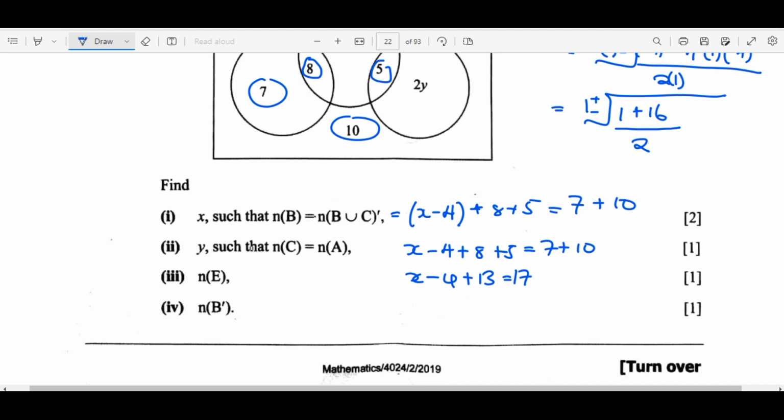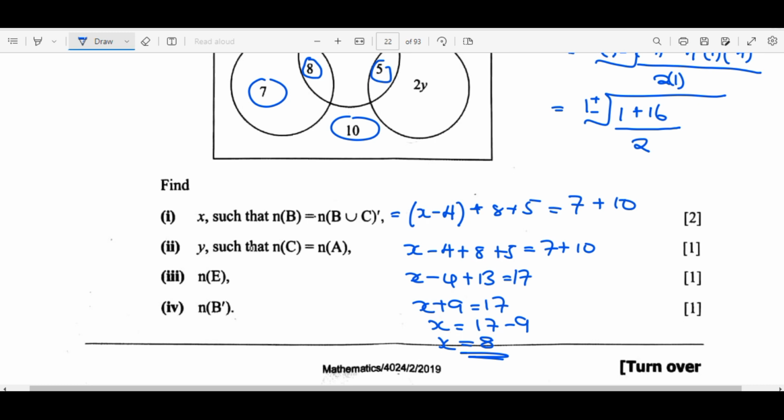x we're going to leave, so we would say negative 4 plus 13. Negative 4 plus 13, what are we going to have? We're going to have 9. Different signs, we subtract and maintain the sign of the bigger number. So here we're going to say x is equal to 17 minus 9, and when we subtract 9, we're going to have 8. So 8 is the x that we are looking for.